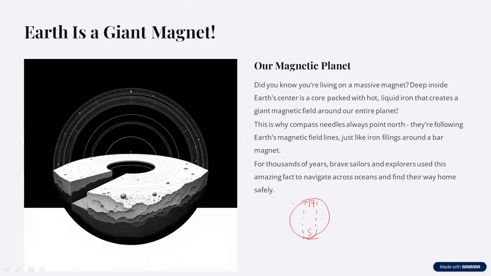For thousands of years, brave sailors and explorers used this amazing fact to navigate across the oceans and find their way home. Right? So we are able to use a compass because our Earth itself is a giant magnet. Okay.